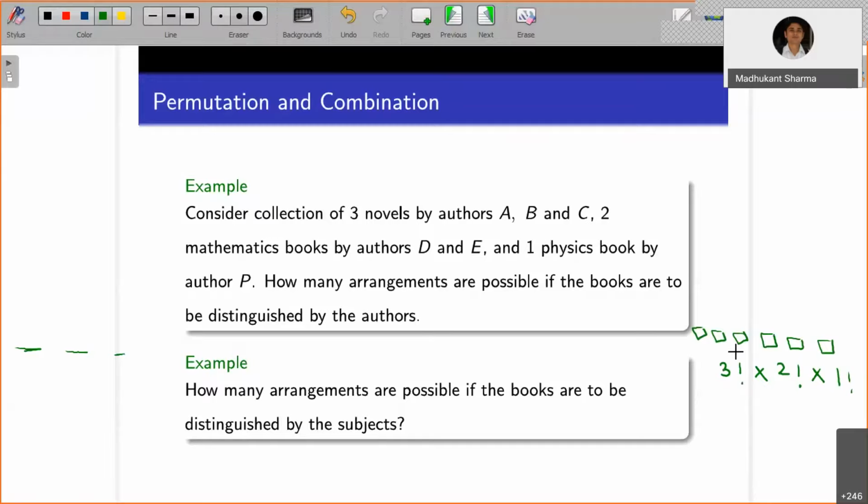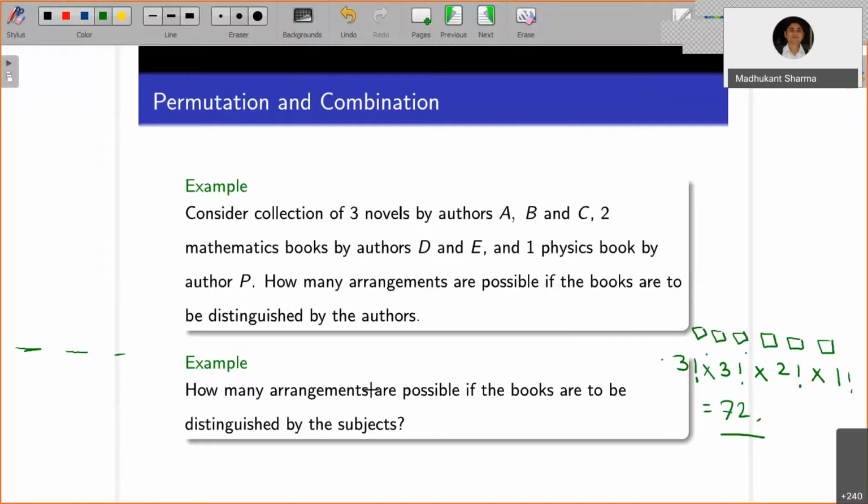It could be mathematics first, then novels, then physics, or physics, then novels, and so on. So how many such cases are possible? How many types of books are there? Novels, mathematics, physics. So the number of ways is 3 factorial, so 3 factorial cases. That is multiplied with the earlier product, so that is going to be 72. To distinguish by the subjects, the number of cases is 72.